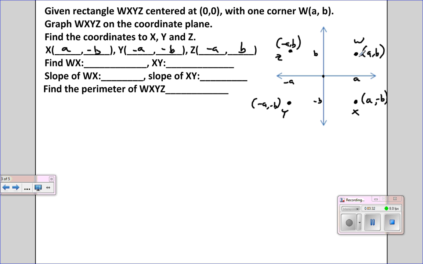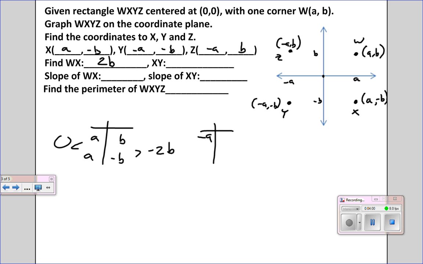So the distance from W to X, let's see here, A, B and A, negative B. To go from B to negative B, you go down 2B. Think about it, from B to 0 is down B, and 0 to negative B is down another B, so minus 2B. And this is no change. So the distance is just going to be 2B, because distance is always positive. The distance XY, negative A to negative B, A to negative B, no change, 2A. So XY is 2A away.